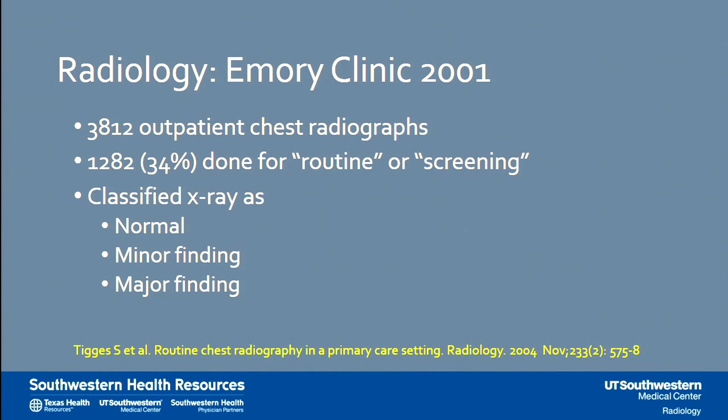So some more recent data coming out of the Emory Clinic in the radiology literature in 2001. This looked at their outpatient screening population. They did about 3,800 outpatient chest x-rays, and, like other estimates said, about 34% of those were done for the routine or screening indication. For the purposes of this study, they categorized the x-ray as normal, minor finding, or major finding. Just so you know, a minor finding is something like age-related changes, old granulomatous disease, or a healed rib fracture, whereas major findings included things like pneumonia, lung nodules, lymphadenopathy, or masses.